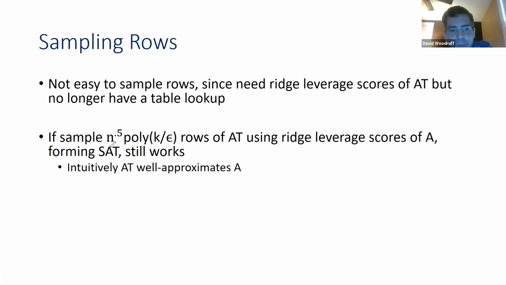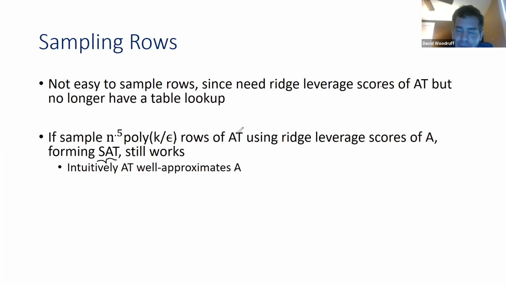Nevertheless, you can show that if you still sample root n poly k over epsilon rows of this small set of columns AT, still using the same distribution as before, the ridge leverage scores of A, and then form this now tiny root n by root n roughly matrix, which I'm calling SAT, where S is a sampling matrix for rows, then this still works. I'm not going to prove it to you, but intuitively AT has some strong properties. It well approximates A in many senses, which kind of means that the ridge leverage scores of A are good substitutes for the leverage scores of A times T.